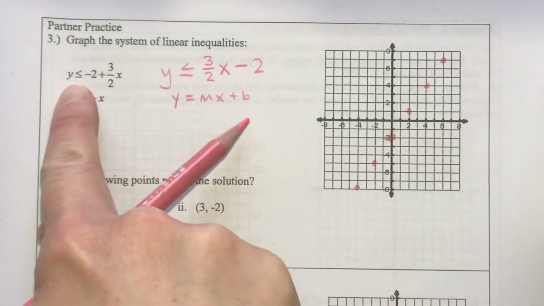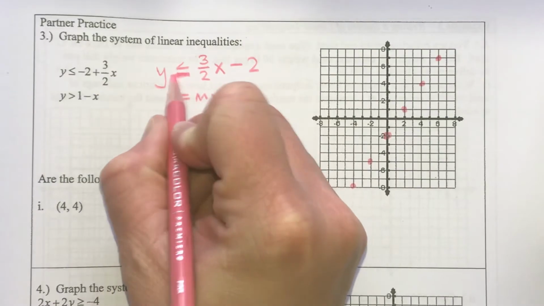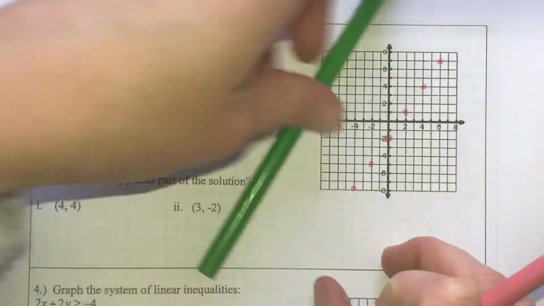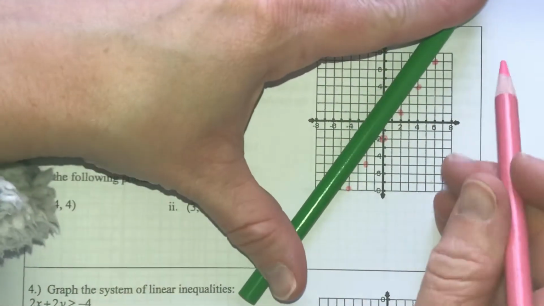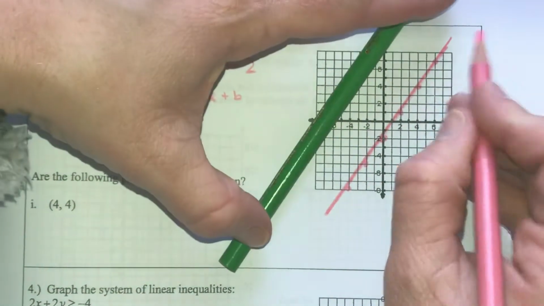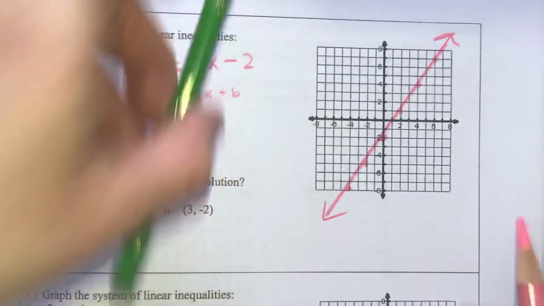And now I notice that this sign has a solid line underneath of it. And so I'm going to connect these dots with a solid line. So I'm going to use just kind of a straight edge to help me out. And there's my first line.